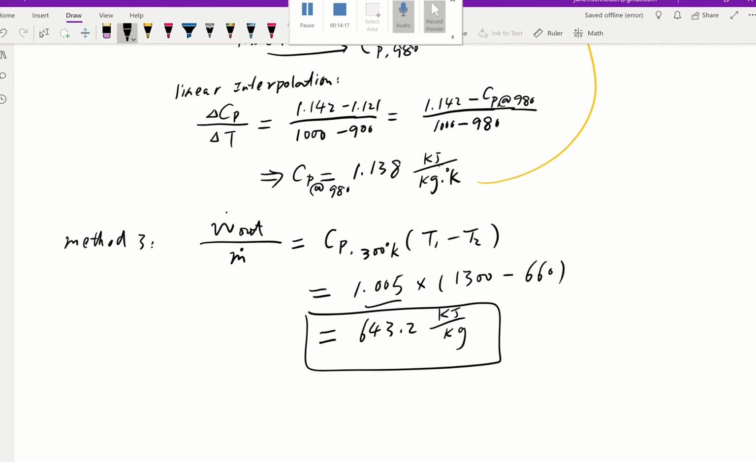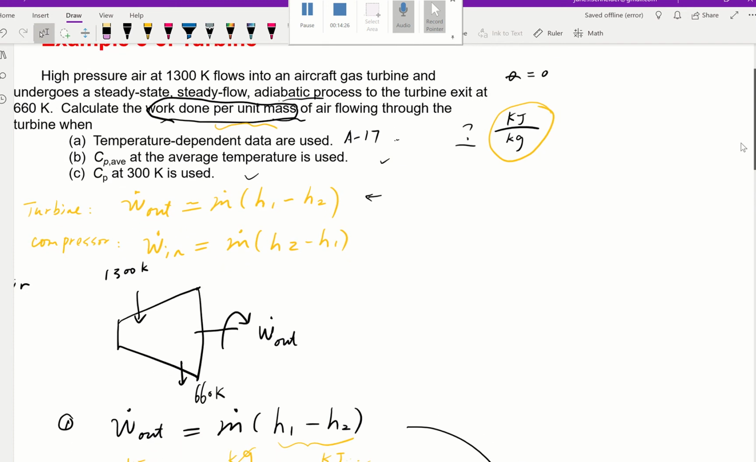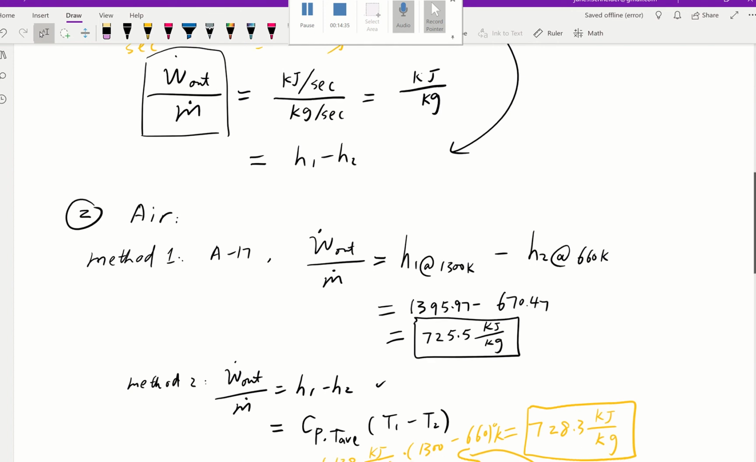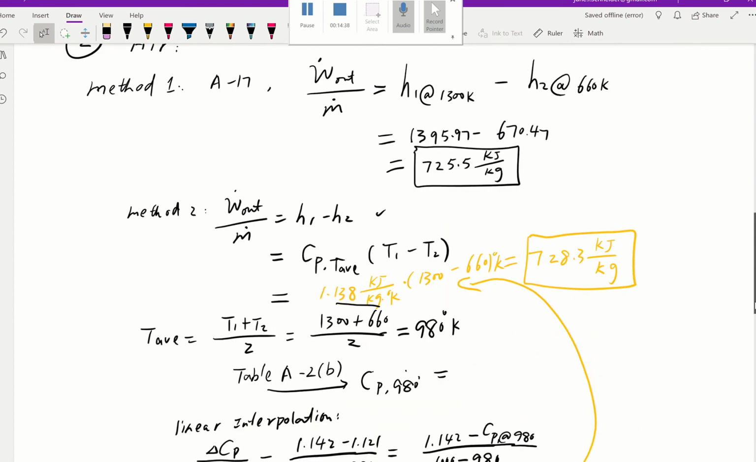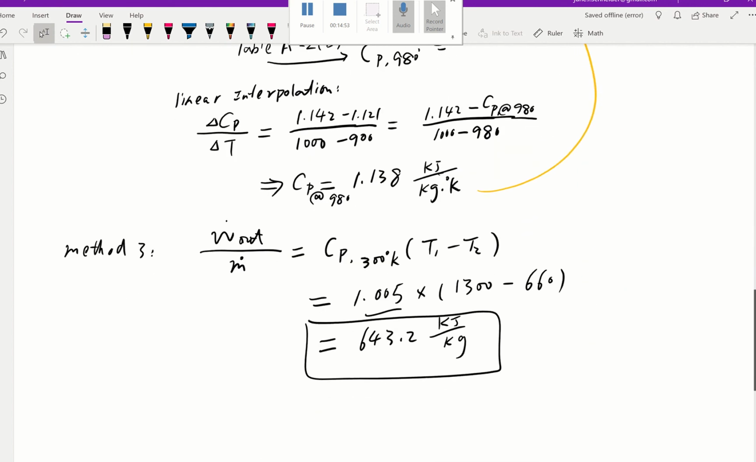So, quick wrap up. We used 3 different methods to solve this turbine problem, and their answers are pretty similar. The first one is the most accurate answer because it's temperature-dependent data from a table, 725, and the second method, 728, is close enough because we're using average temperature, which is 980 Kelvin. When we use 300 Kelvin, it's not that close to 980 Kelvin, and our value is a little off at 643.